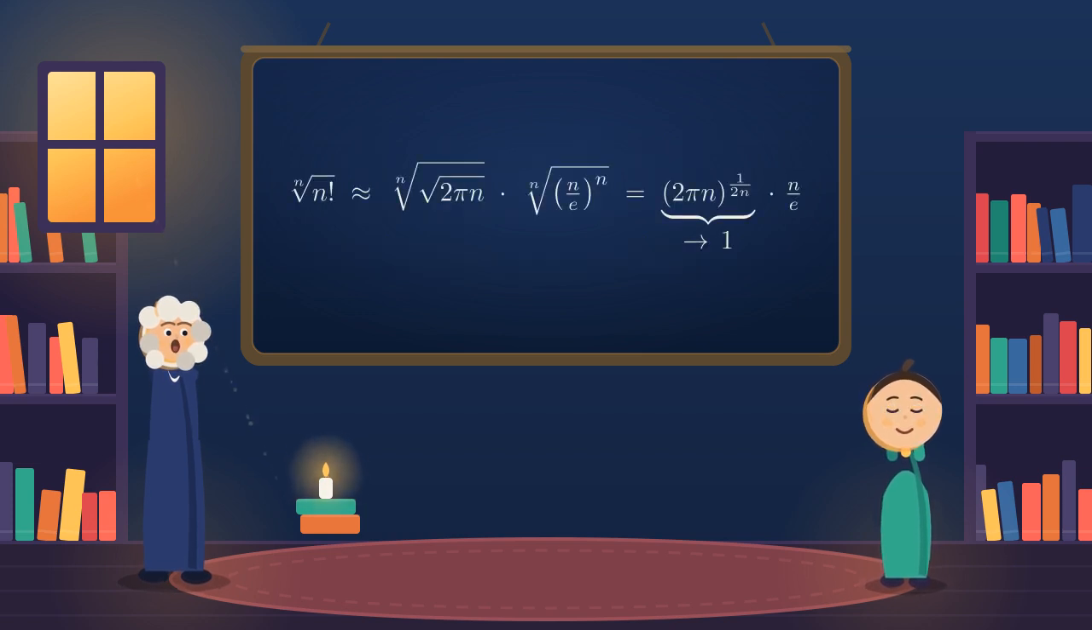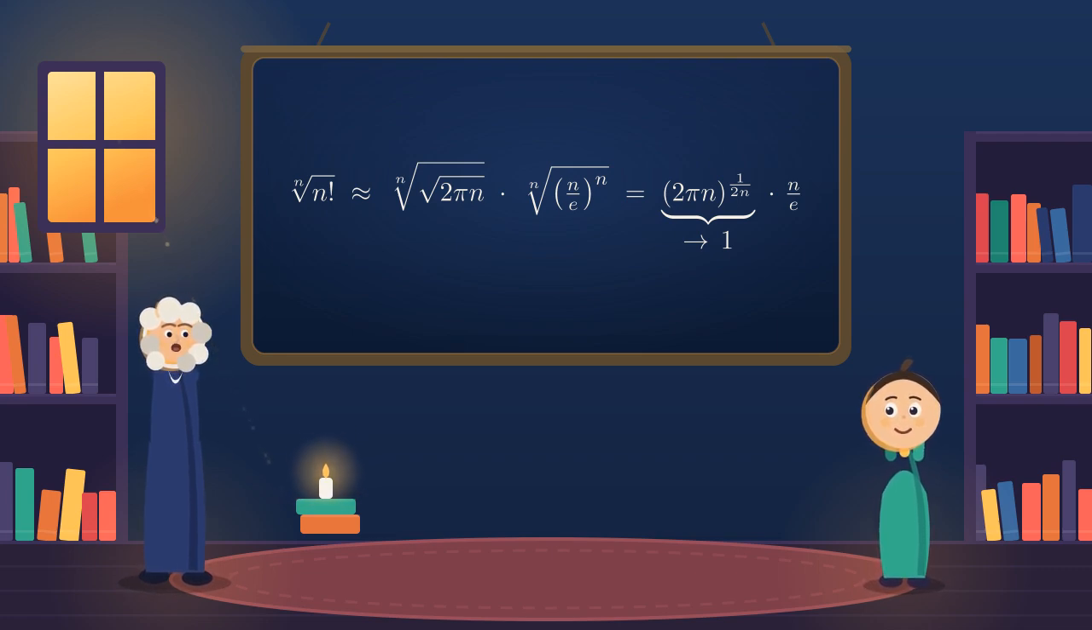Remember, we want the nth root of n factorial. And here is the key move. The nth root of a product is simply the product of the nth roots, so we may take the root of each piece on its own. Look at the main piece, n over e, raised to the n, its nth root is just n over e, the root and the power cancel perfectly. That is the whole engine.